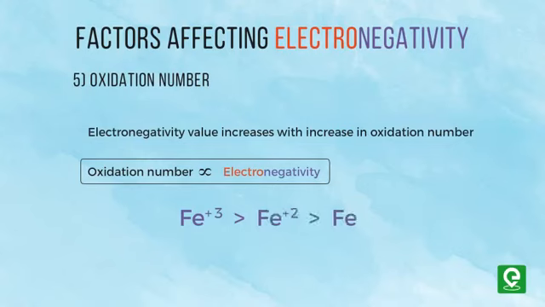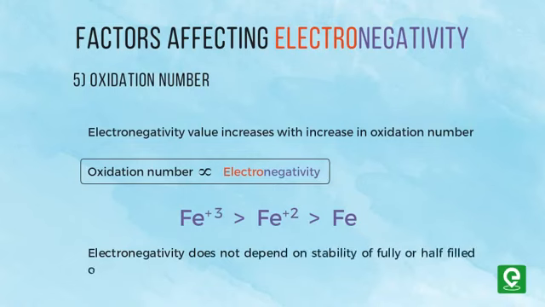greater than Fe. Please note that electronegativity does not depend on stability of fully filled or half-filled orbitals because it is simply the capacity of the nucleus to attract electrons. Here the electrons do not enter the orbit of an atom.